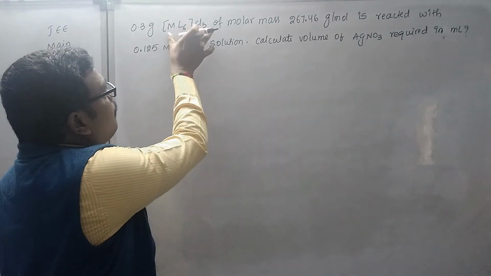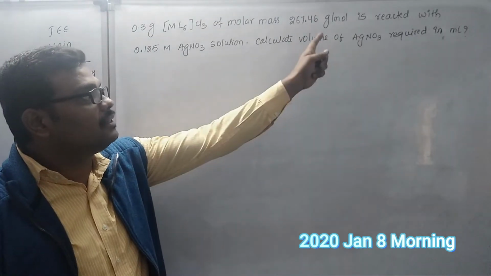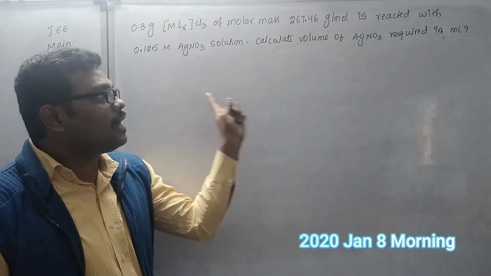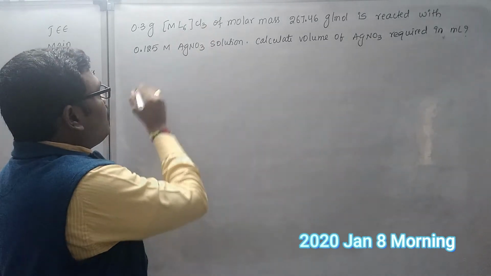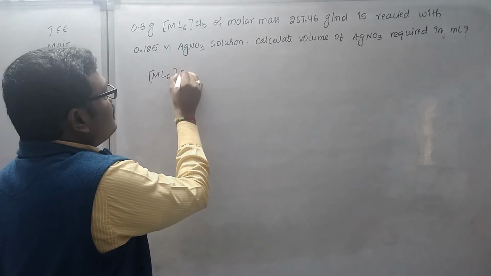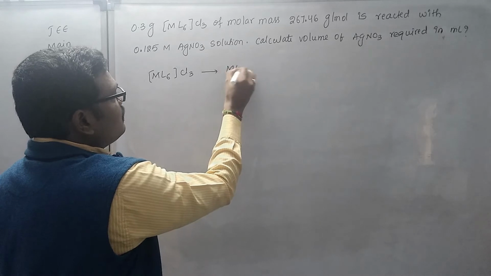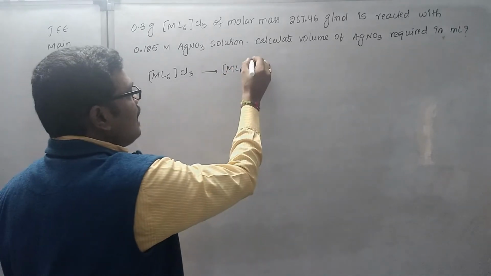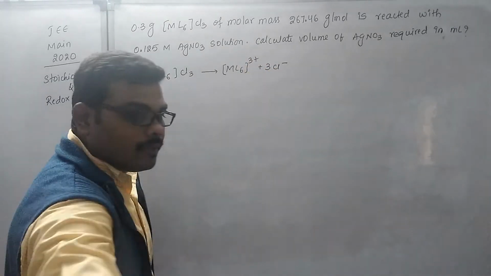0.3 grams of this complex salt of molar mass 267.46 gram per mole is reacted with 0.125 molar AgNO3 solution. Calculate volume of AgNO3 required in milliliter. Take this complex salt, MCl6 ligands are 6, Cl3, it is an octahedral complex. When it dissociates, it gives 2 types of ions. One is cation, another one is anion. Cation is this plus 3 Cl minus ions.